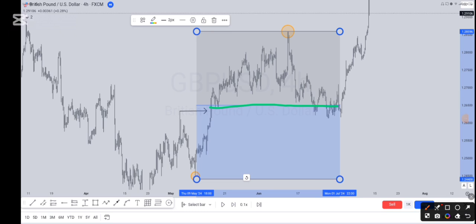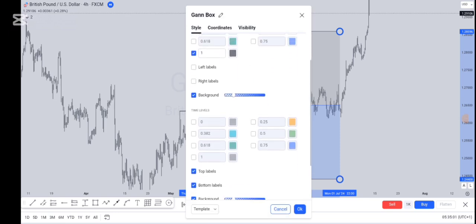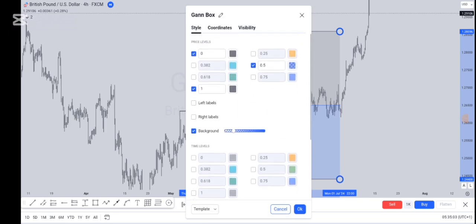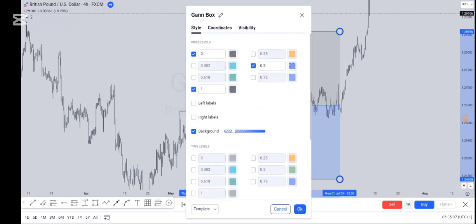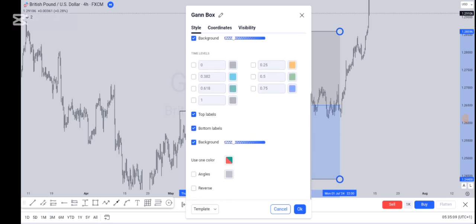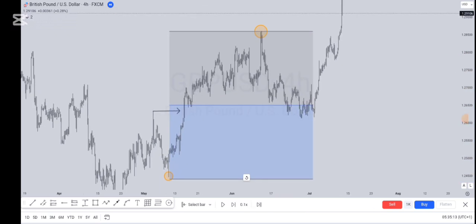You understand? Let's go back to the setting and look at it very well. Then you can see. So that is just simply what you need to do. Switch off the rest and leave only your 1, 0, and 0.5. Then you can change it to a color you like or anything you want. So you can see the market came all the way to the discount area before we saw a massive buy.